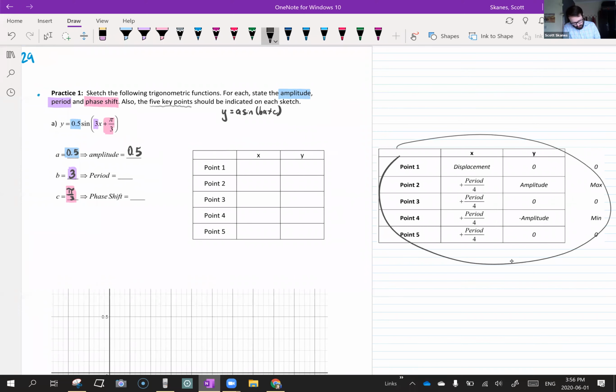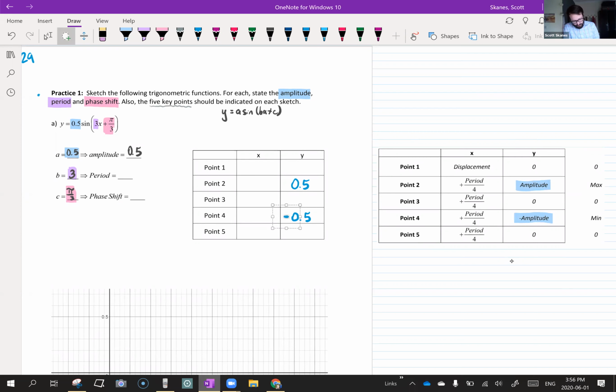Look, amplitude is here and here. So I can fill in the table. Look, I can put in this box, I can put 0.5. In this box, I'll put negative 0.5, because there is a sneaky negative there. That's our minimum. Of course, it's got to be negative if it's down. And then the other ones are just 0. You kind of get that for free.